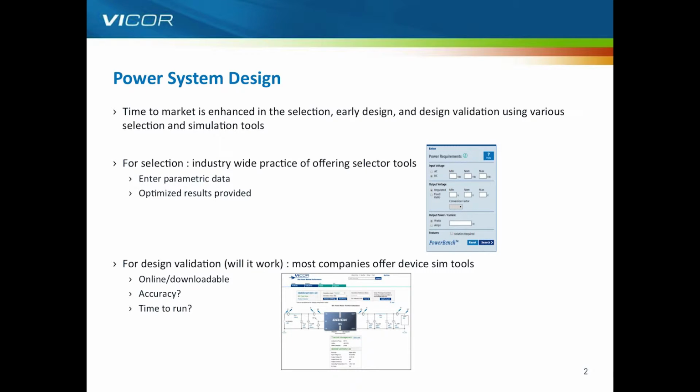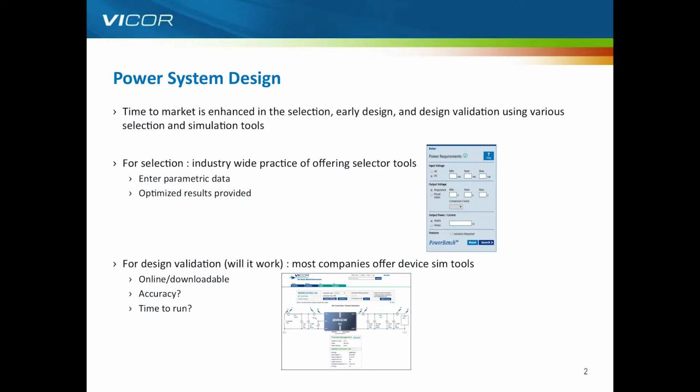The other type of tool widely used in the industry is some form of validation or simulation type tool. These tools can be online, which is what we have at Vicor. They can also be downloadable. With all of these tools, you're always faced with the trade-off of the accuracy of these tools and the time of execution, or time to run the simulation to get the results that you want. And there's pros and cons to both types of tools.